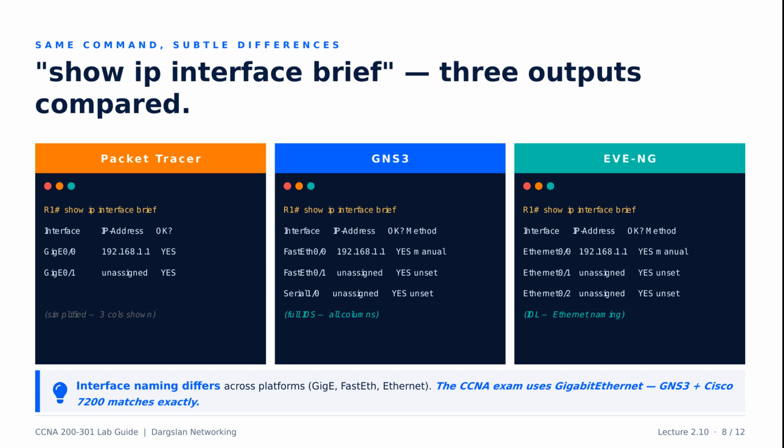Here's where that fidelity gap shows up in the actual output. Run the same command on all three, and you'll notice Packet Tracer trims the columns and labels its ports GigE. GNS3, with the 7200 image, gives you FastEthernet and the full method column, and EVE-NG with IOL hands you plain Ethernet interfaces. The command is identical, the cosmetics aren't, and since the CCNA exam speaks GigabitEthernet, GNS3 on a 7200 is the closest match to what you'll see on test day.